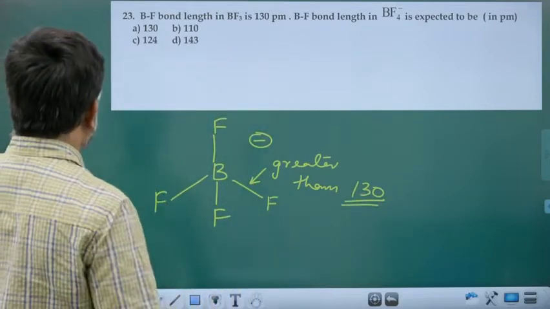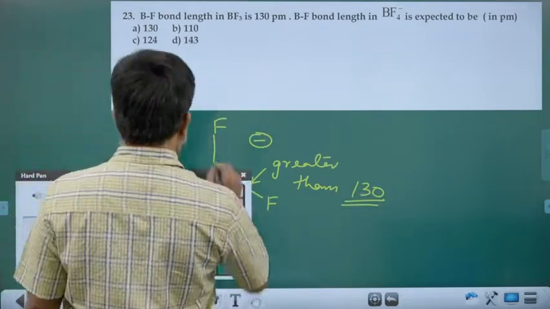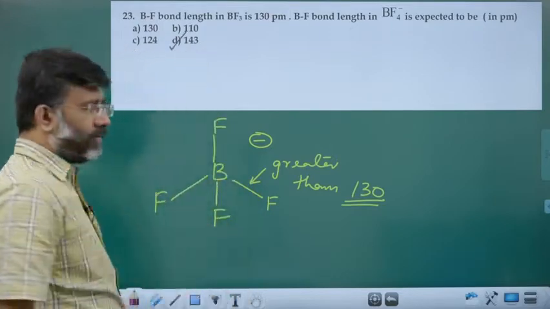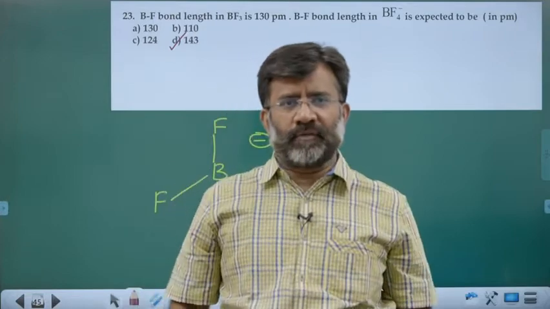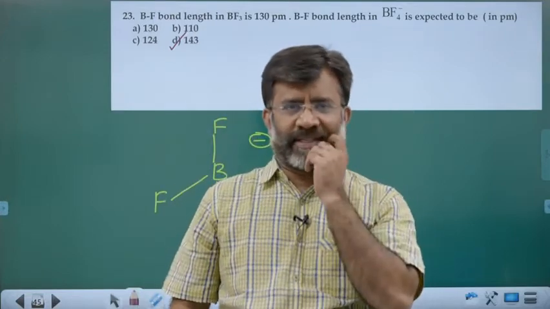Which one? Only one choice, and it is option D, 143. If you don't know the value 143, no problem. Only one choice is there.